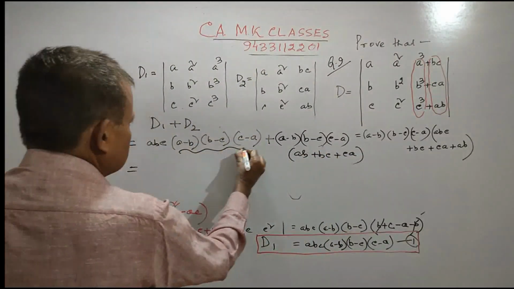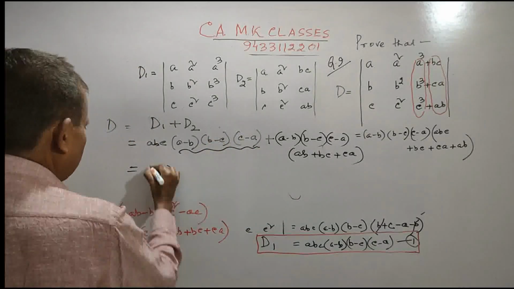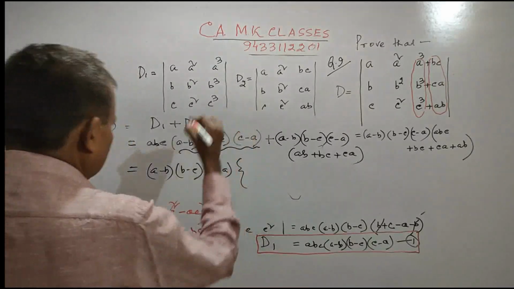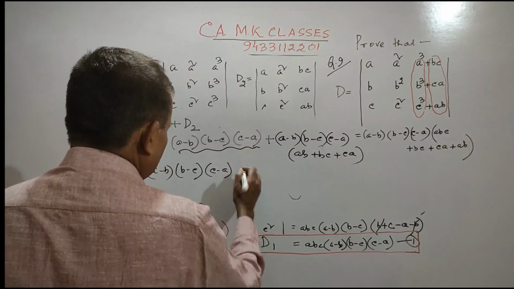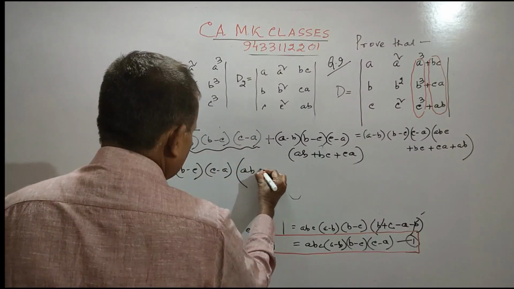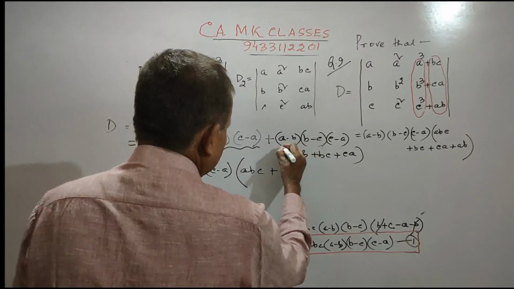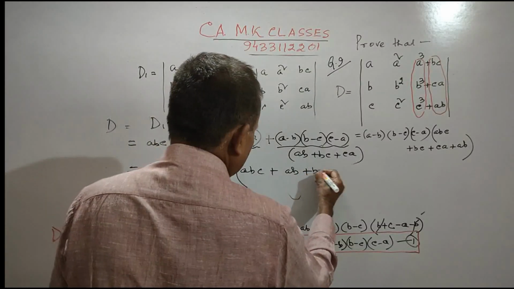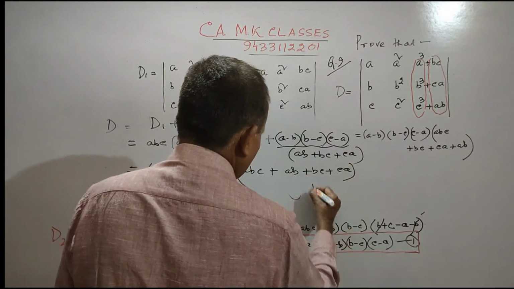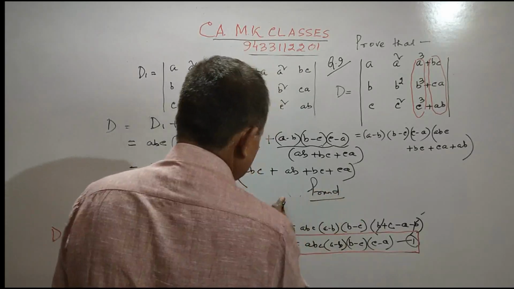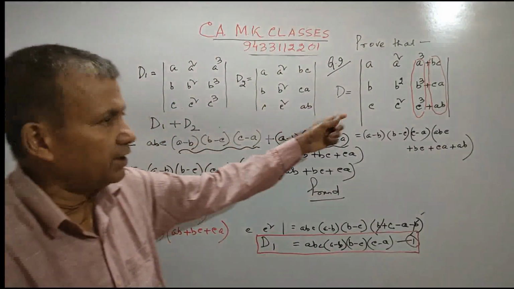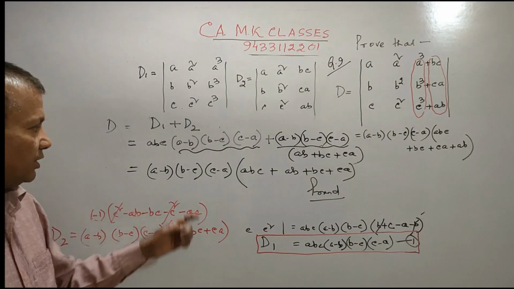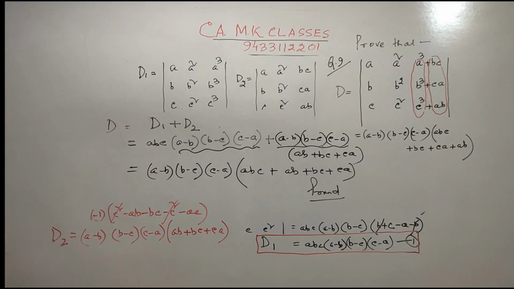Now if we take this factor common, a minus b, b minus c, c minus a, now this will be abc plus ab plus bc plus ca, which we also take outside. So ab plus bc plus ca proved. So in this way, by bifurcating the determinant into two determinants, you can do the problem. Now LHS is equal to RHS.